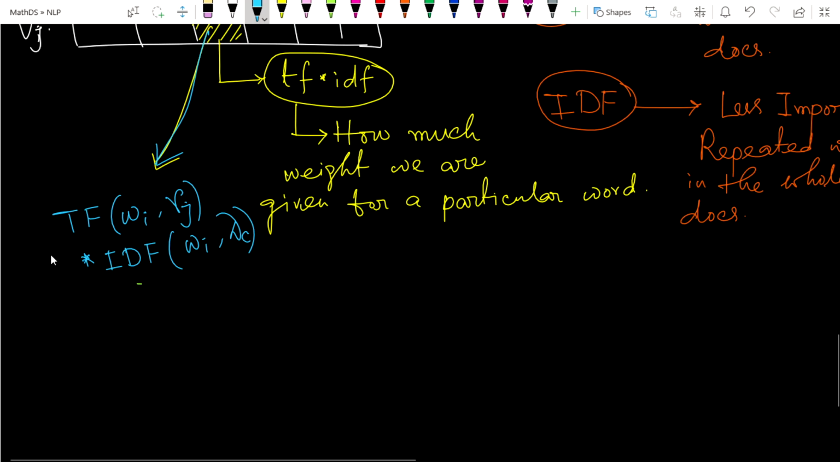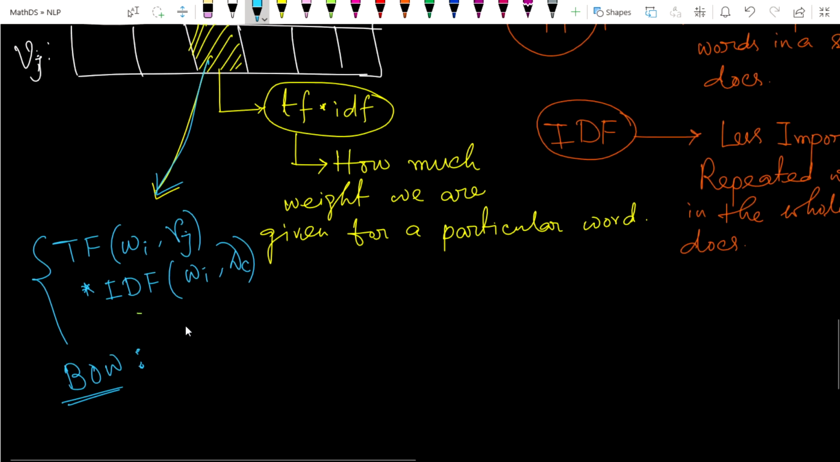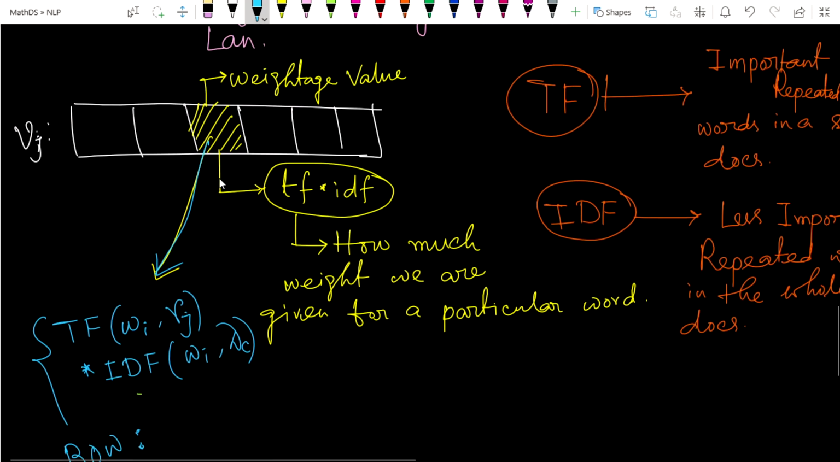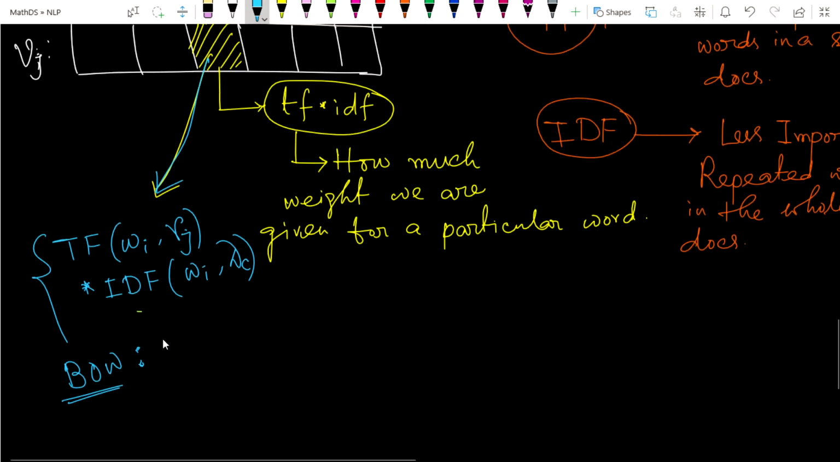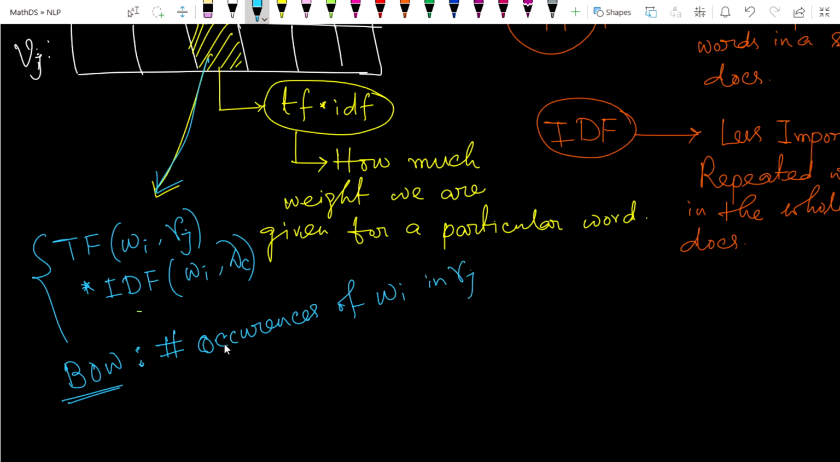So, the difference between this TF-IDF and the bag of words that we have already learned in previous videos. In bag of words, each cell gives us the number of occurrences of a word wi in a particular sentence rj. That's what bag of words is doing internally.